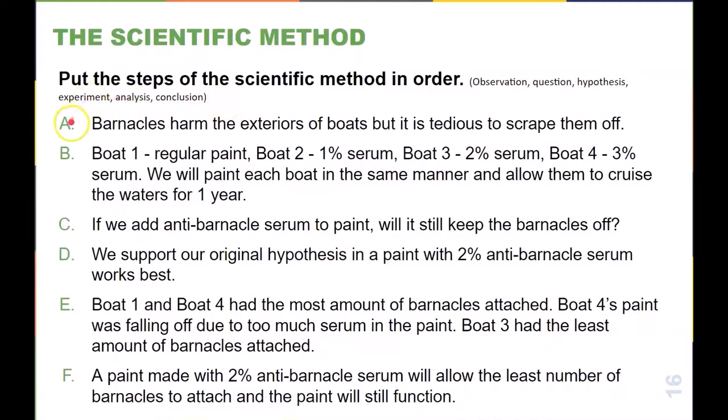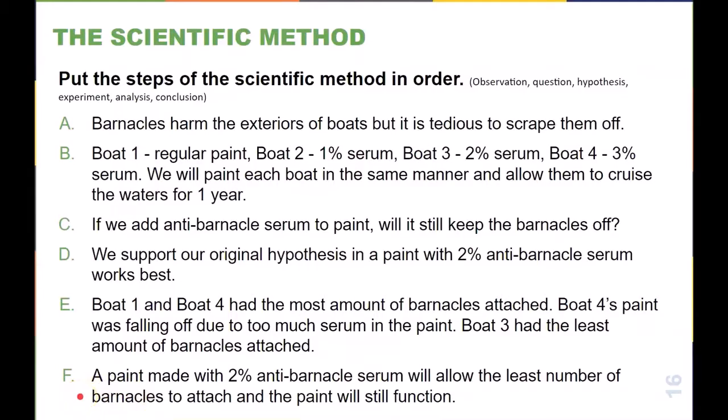So the first step would be observation. Barnacles harm the exteriors of boats, so it would be letter A. Next, if we add anti-barnacle serum to paint, will it still keep the barnacles off? So that's C, that's our question, that's our second step. Letter F is the next. A paint made with 2% anti-barnacle serum will allow the least number of barnacles to attach to the paint, so that's our hypothesis. We can test that.